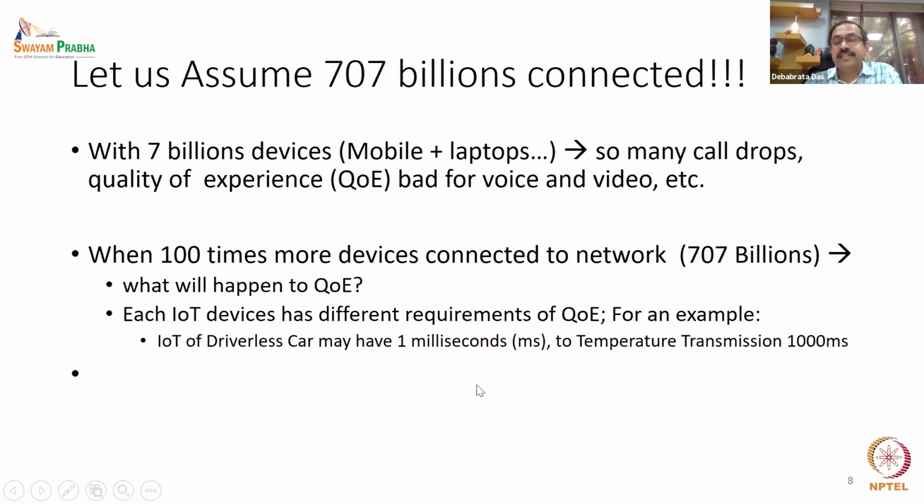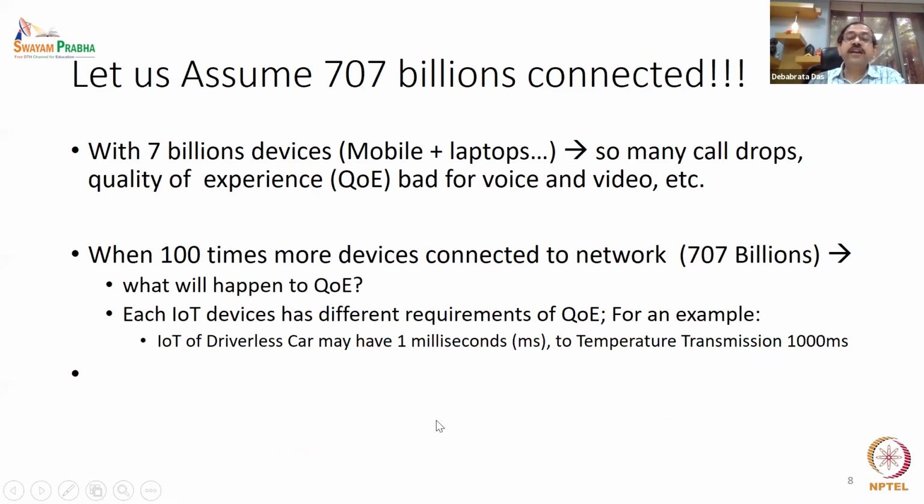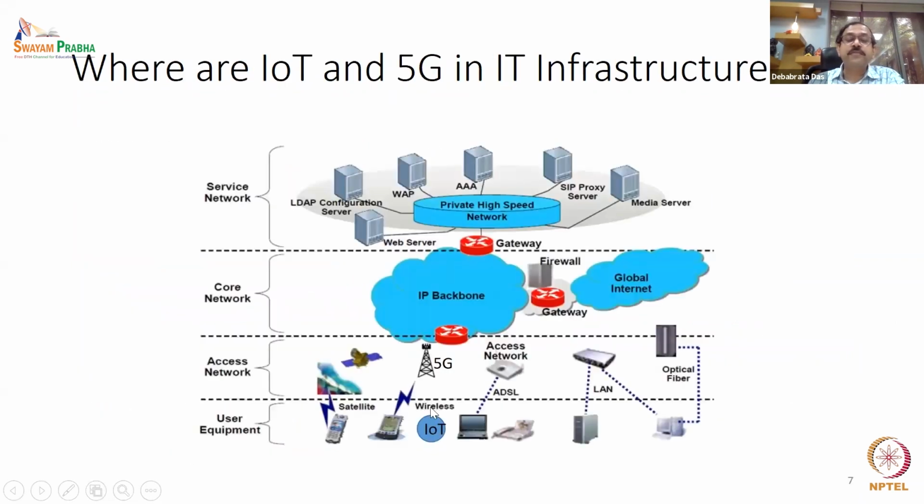So same infrastructure, like the same road, with two kinds of demand. How to do that? It's not easy. So we need the network to support the above kind of differences. So what is the difference? You see quality of service from 1 millisecond to 1000 milliseconds in the wireless network, and also from 7 billion to 707 billion devices. I have to support this kind of differences. How to do it in the same network infrastructure? The network infrastructure is the same, this 5G network is the same. One IoT device is telling me 1000 millisecond delay is okay for me. Another is telling me 1 millisecond is okay for me. You please find out and design the network like that and support it. Design means the communication and network protocols and all. So support that. That is the challenge.